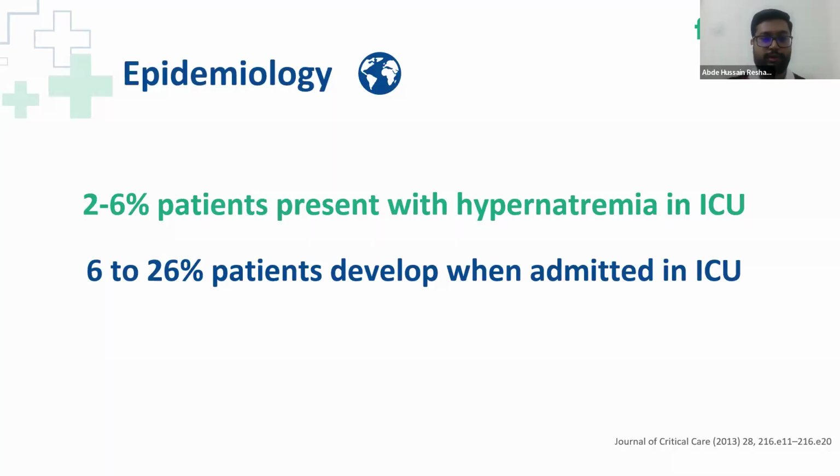So in ICU, the prevalence can be 2 to 6% of patients coming in on admission to ICU with hypernatremia due to various reasons, and approximately 6 to 26% of patients develop hypernatremia in ICU. This could vary depending on the type of ICU that you're dealing with. It could be more prevalent where you have a neuro ICU, where there tend to be more patients for these cases.